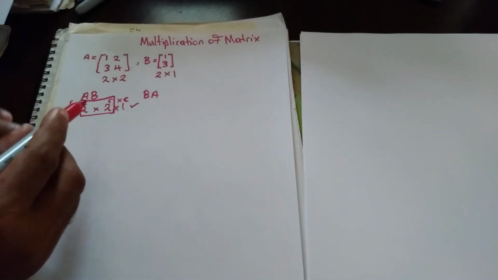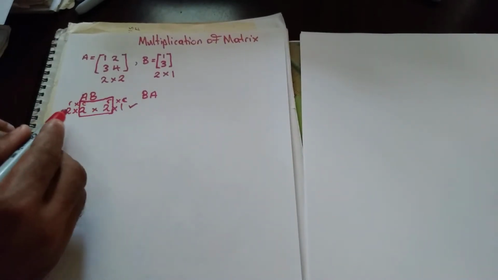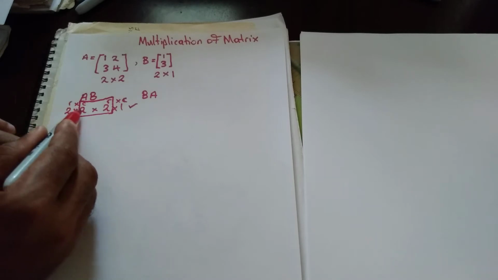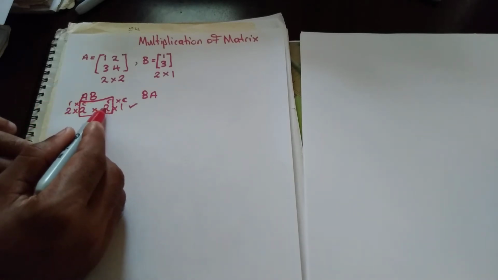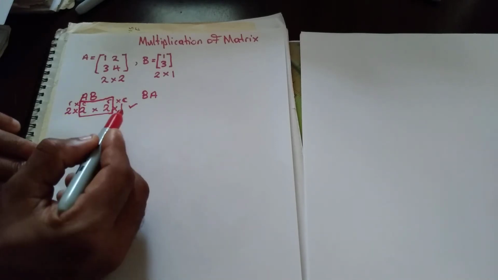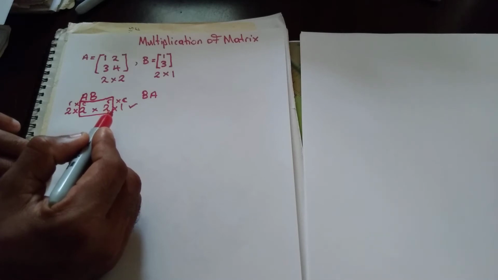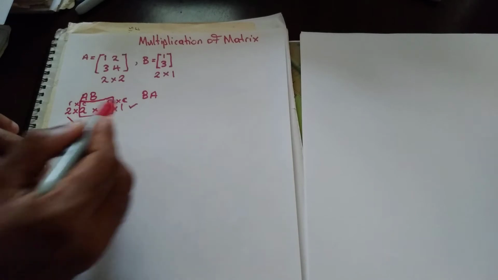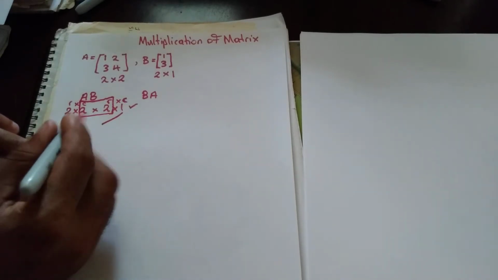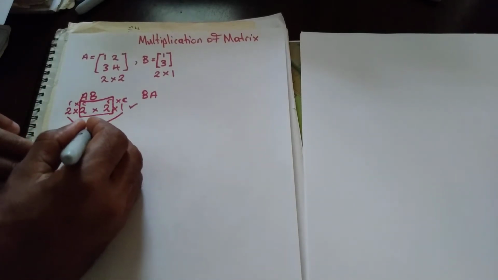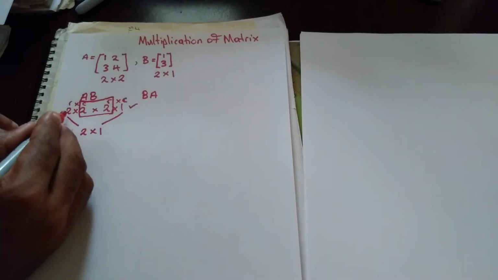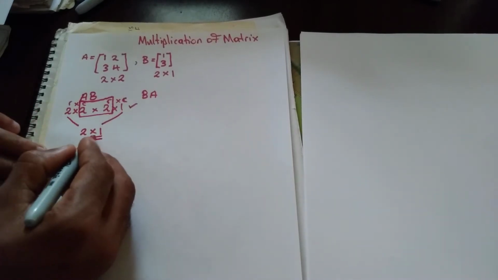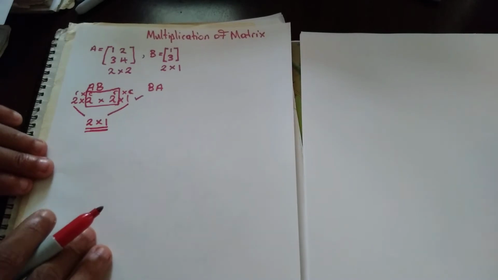Another thing that I should show you is that because the number of columns in the first matrix is equal to the number of rows in the second matrix, we can multiply them, and also the result is going to be determined by the outer numbers. So the result for the multiplication of these matrices is going to be a 2 by 1, so a 2 here and a 1 here. So the result is going to be a 2 by 1. Let's see if this is true.